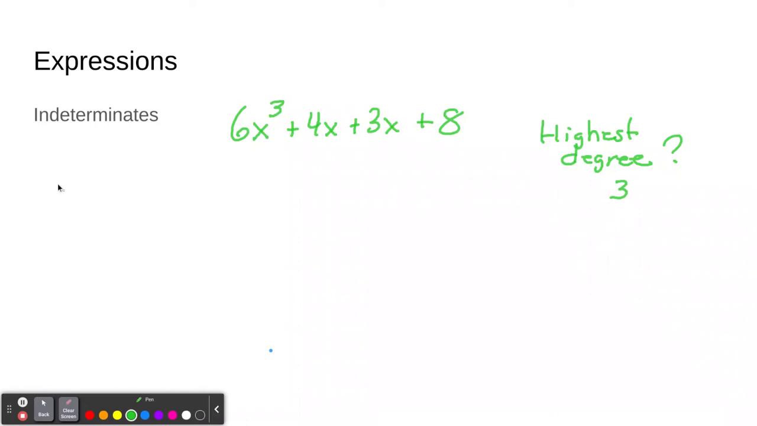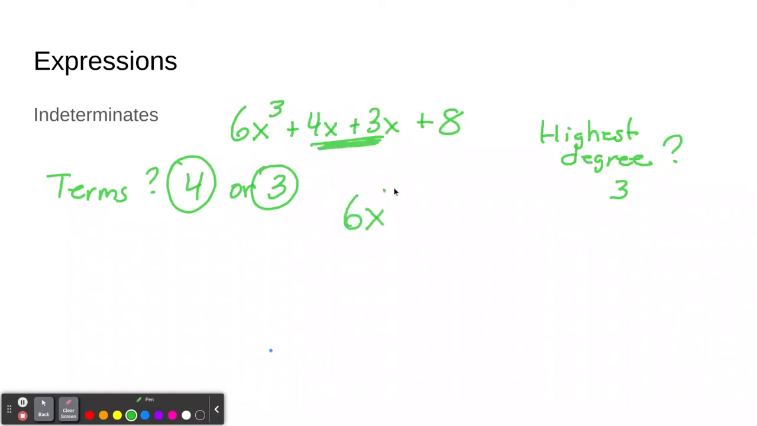And how many terms does it have? It has 4. Or does it? Does it have 4 or 3? What do you think? Well, right here, we can combine them. So this will be 6x cubed plus 7x plus 8. You can combine those like terms. I'm going to go over that in a minute.